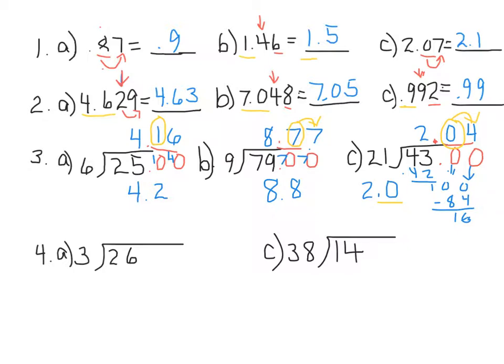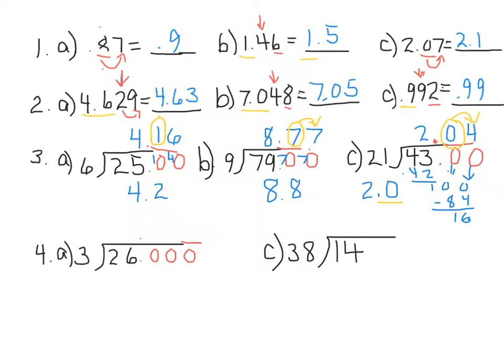All right, on to number 4. So on 4A, I have 3 into 26. Now this time I'm told to round to the hundredths. That means I'm going to have to annex enough zeros to get out to the thousandths, because when I round it, I've got to have at least the thousandths place. So I'm going to annex all of those zeros and put my decimal in my answer.